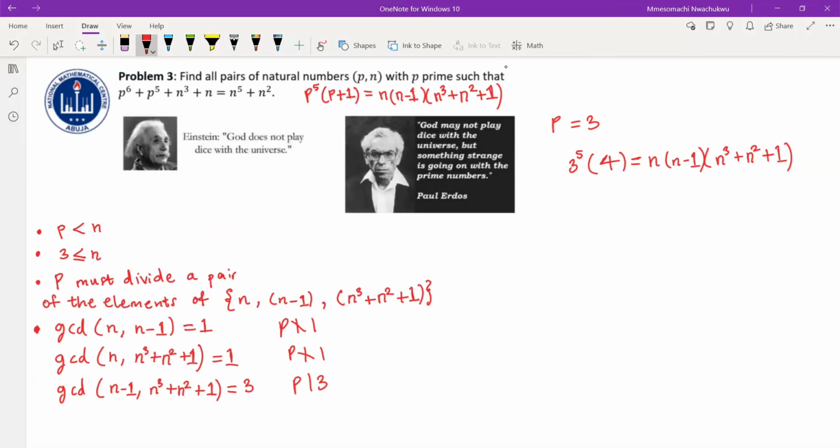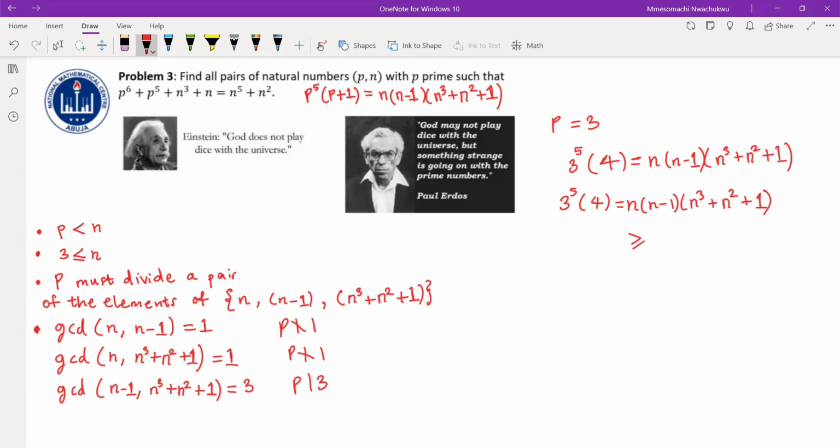So here, basically, we just have a polynomial to solve for. There are a lot of ways we can go, but rather than solving it as a regular polynomial at this point, it's better we still use ideas of number theory, because you have a quintic polynomial here, and it's not going to be nice trying to factor it out. So let's look at this. We have 3 to the 5th power times 4 equals n times n minus 1 times n cubed plus n squared plus 1.